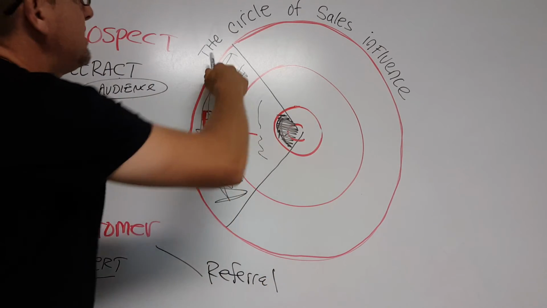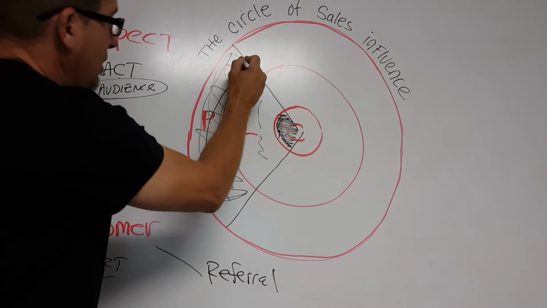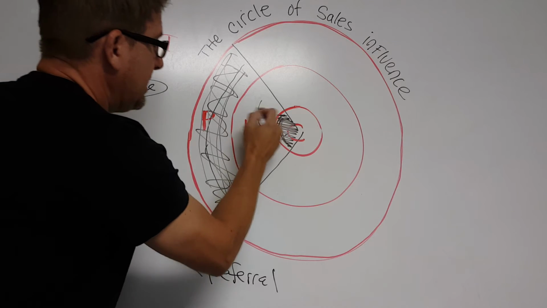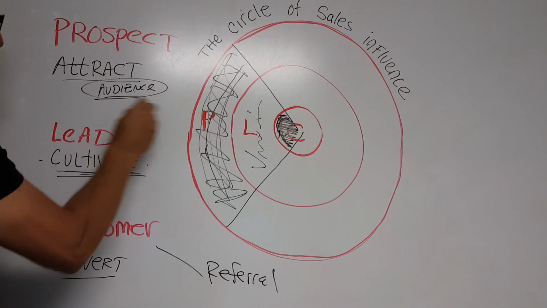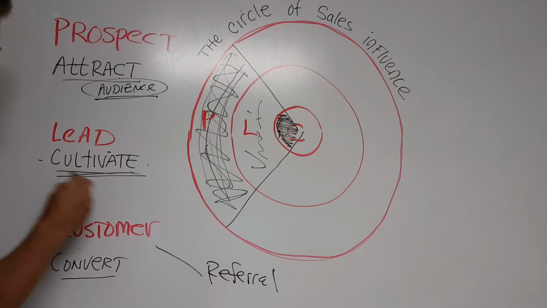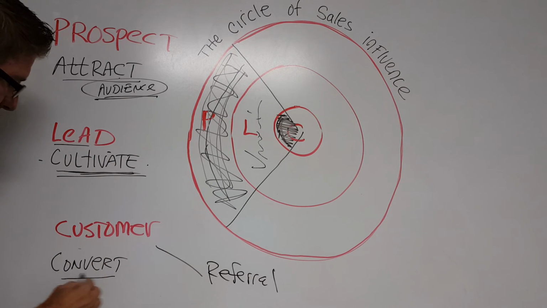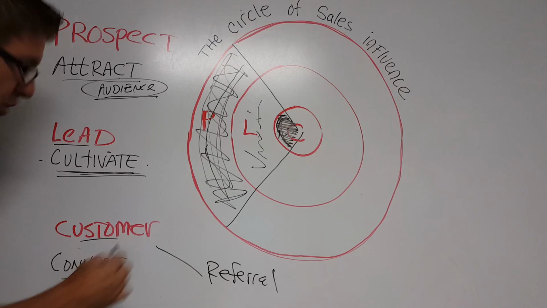So I hope this helped, guys. The circle of sales influence. You've got to have a whole bunch of prospects, to get a few leads, to get your customer, but you have to start off with attracting your audience. You have to cultivate those leads, and once you convert them, you will have a customer.